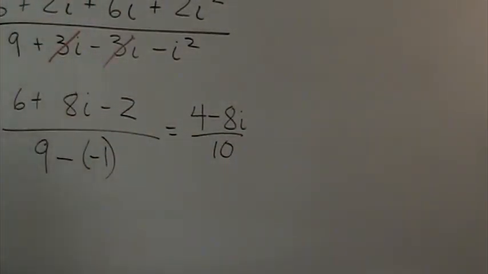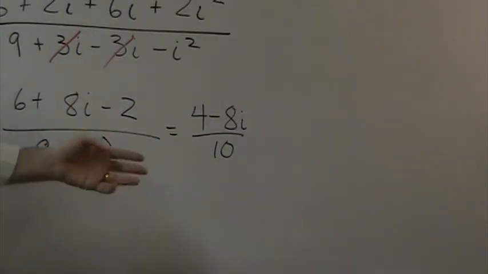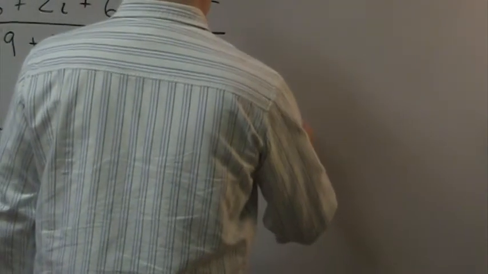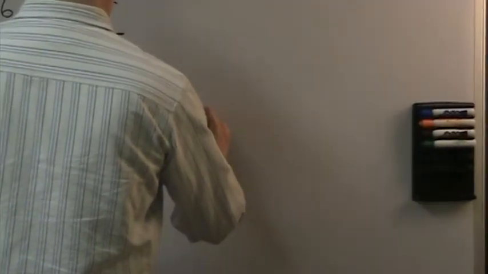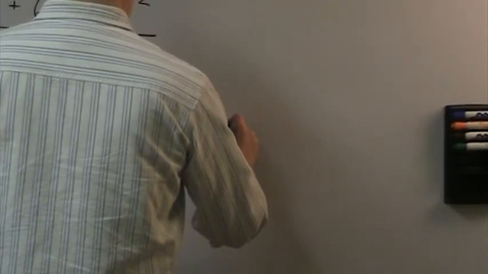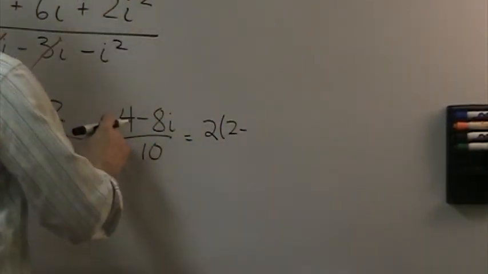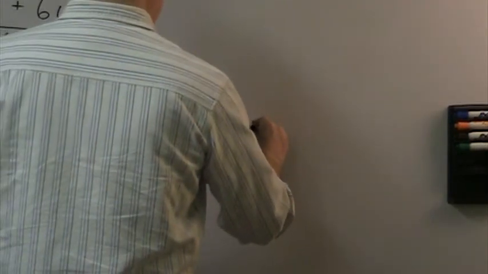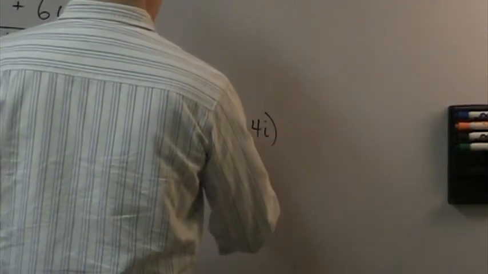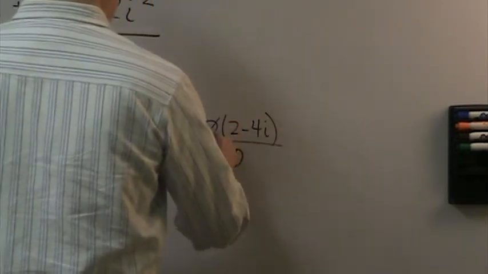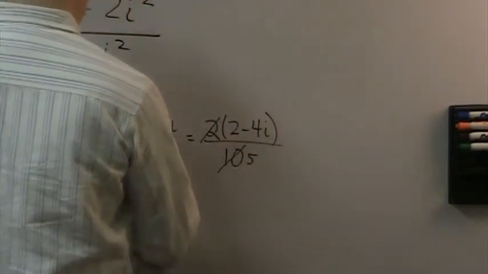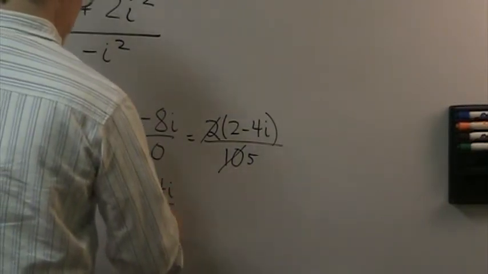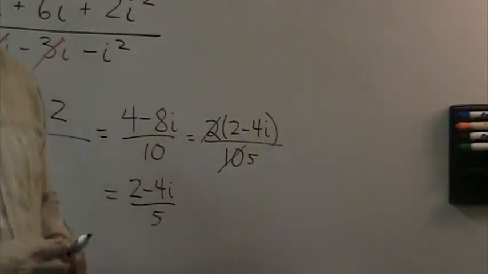Now honestly, that's not in the most reduced form because you can factor out a 2. Out of the top, you get 2 times (2 plus 4i), all over 10. We could factor a 4, but we don't want to do that because we want to be able to cancel with the 10. And then the 2 cancels into the 10 and leaves a 5, and so your final answer is (2 plus 4i) over 5.